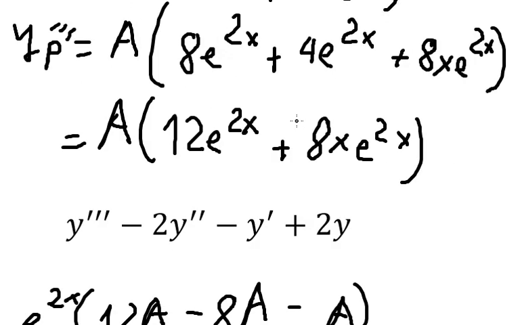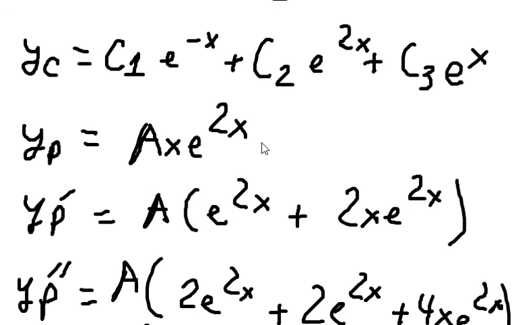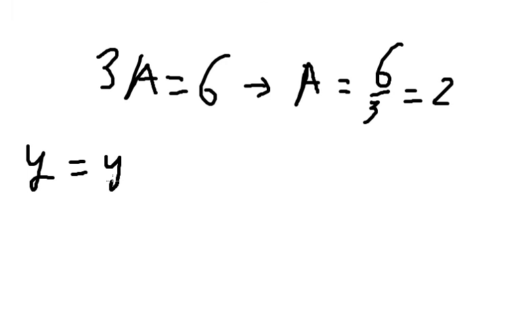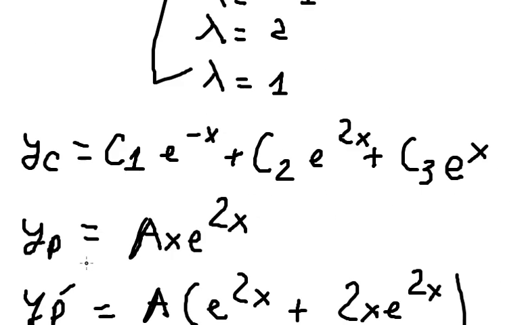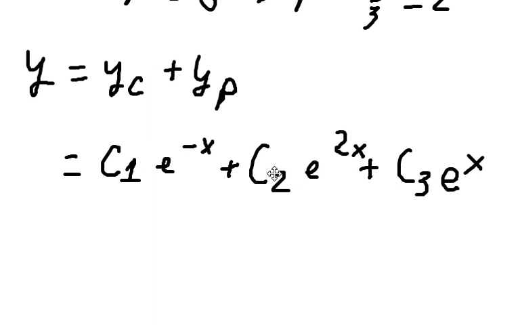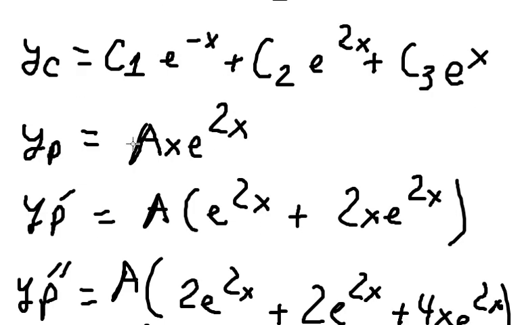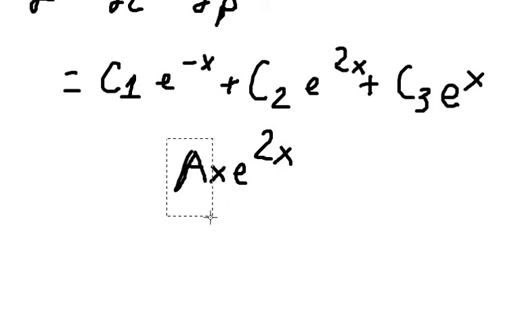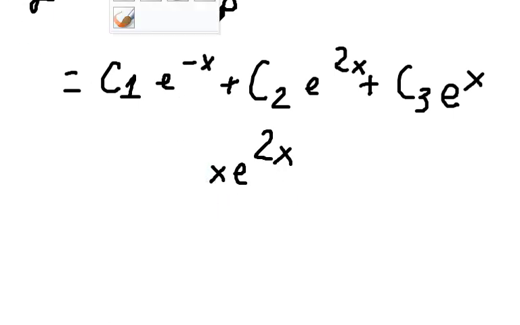After we got 2 in here, we go back to yb and we put 2 in here. So y equals yc plus yb. For yc, we just copy from here. And yb, that's it from here. Now we change capital A into 2. And this is the final answer.